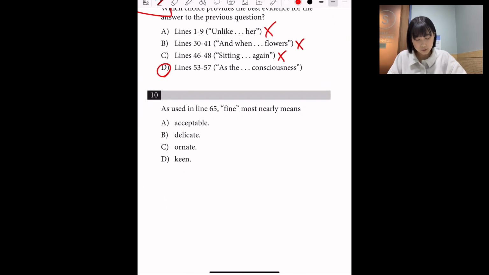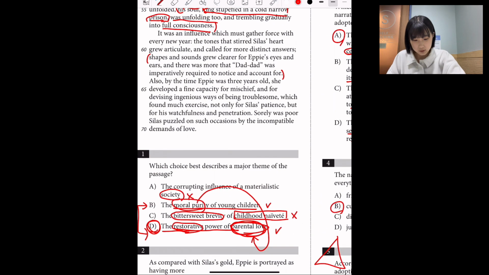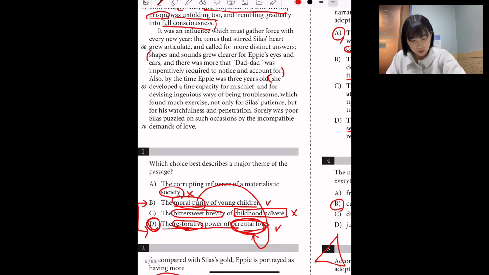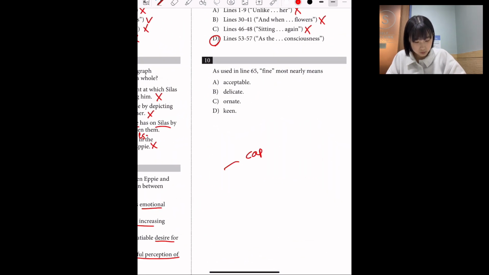For 10, it's a very short question, as used in 65. Fine mostly nearly meets 65. She developed a fine capacity for mischief. We're going to disregard this for a moment. She developed, it's not capacity, sorry. She developed a blank capacity for mischief. So we're just going to put it here, capacity. Fine capacity for A, we're going to put each of them inside the blank. Acceptable capacity for mischief. Yeah, sure, but it's not the best choice. For capacity to be acceptable, it just doesn't make much sense, so we're not going to choose this one.